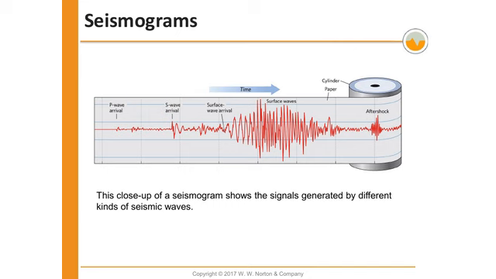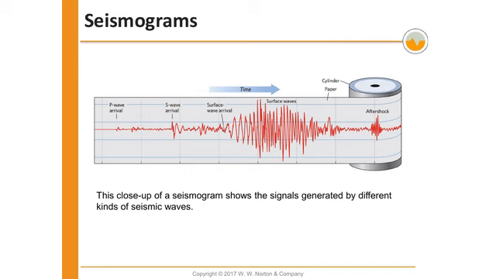This slide shows a seismogram, recording signals generated by various seismic waves. A timeline stretches from left to right across the graph's top. Different types of seismic waves are indicated at different timeline points. On the left, the P wave arrival, usually the first to register as they travel fastest.